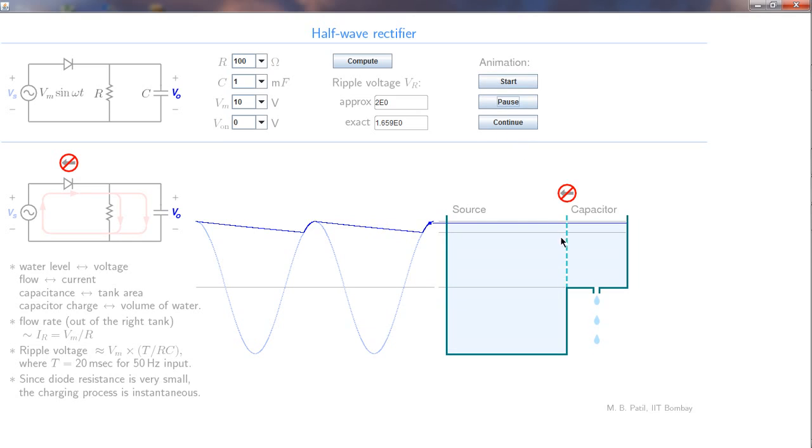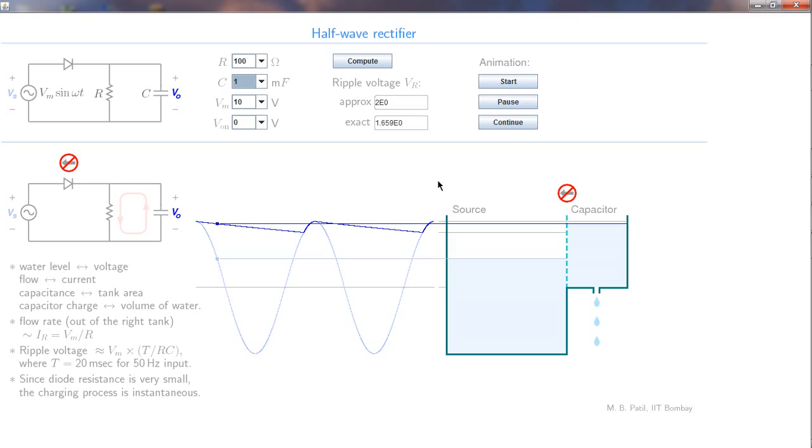So as we see, this process is going on continuously, and whatever water is lost from the capacitor tank has to be replenished from the source in a very short time, because it's only a short time that the water level in the source is higher than the capacitor level. So the water flow that happens in that short time must be much larger than this water flow, and that means that the peak diode current must be much larger than the average load current.